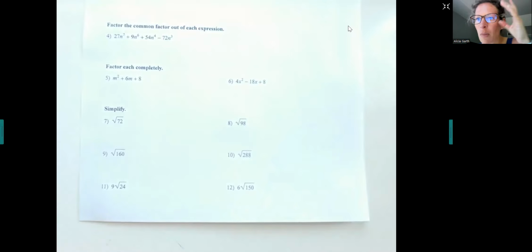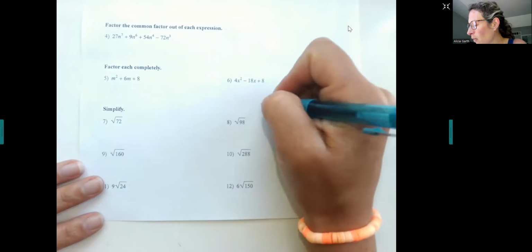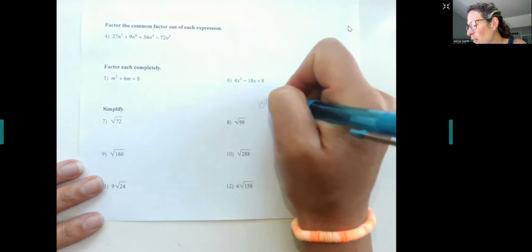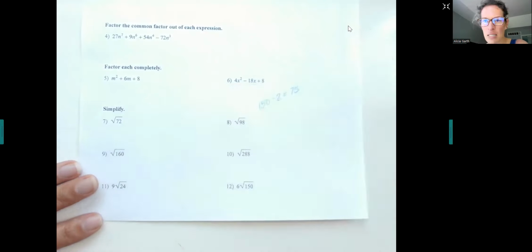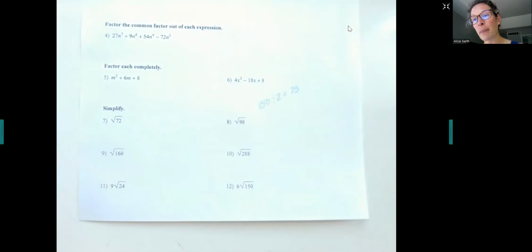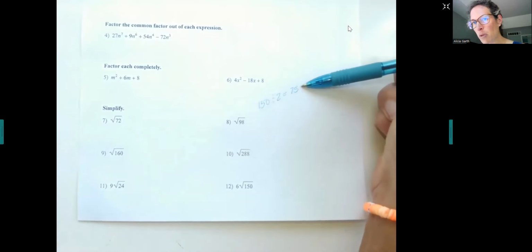So we're going to look at number 12. The reason we're looking at number 12 is it gives us some information that we need. It looks a little different than 7 through 10 because it has a number out in front, but we still work the same way. The first thing you have to do is take your number and divide it by 2. So 150 divided by 2 is 75. What that means is we are going to look for the perfect square below 75.